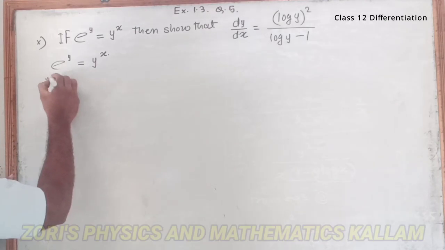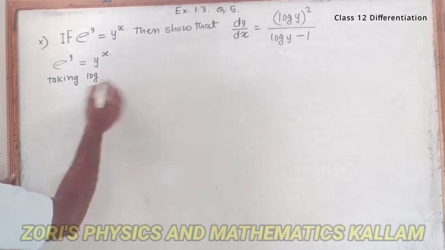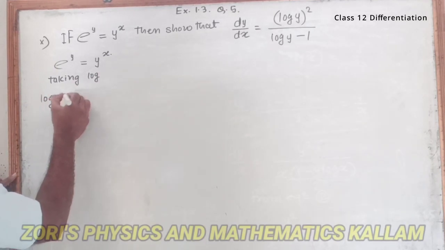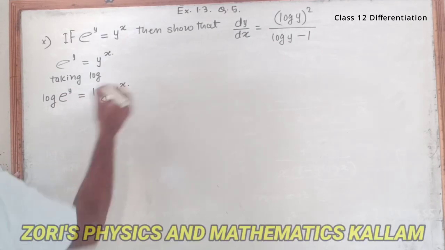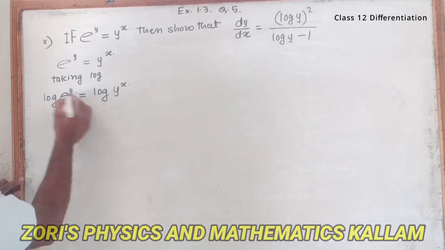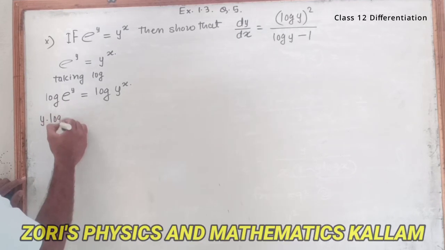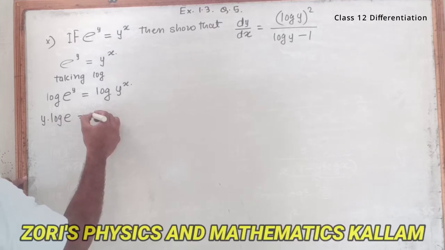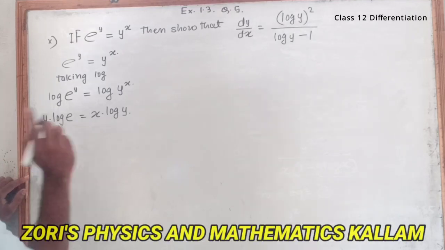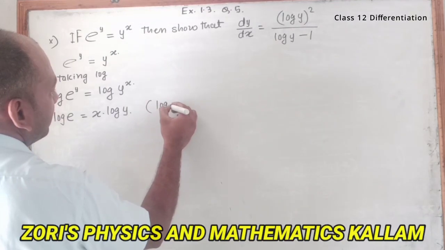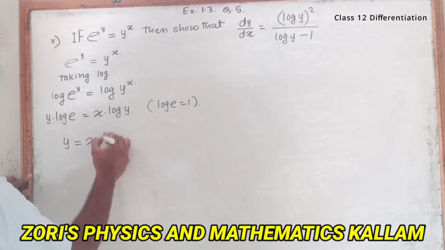Taking log on both sides, we have log of e raised to y is equal to log of y raised to x. Now take this power in front of log. So we have y into log e is equal to x into log y. Log e is 1, remember. So we have y is equal to x into log y.